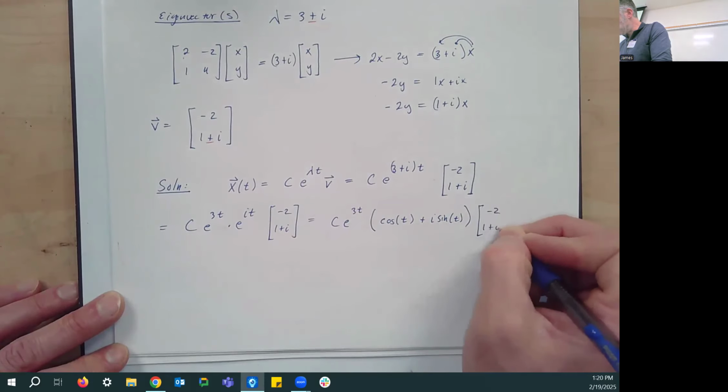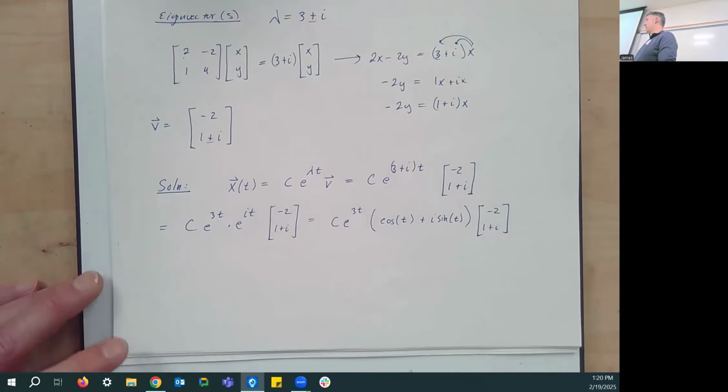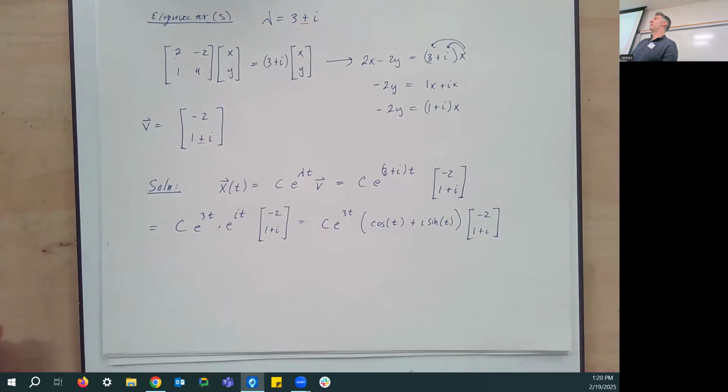negative 2, 1 plus i. And after looking at the way he did it, the way he does it might be easier, or more, there's a word I'm looking for, I can't find, but faster to do. It might require fewer steps than the way I'm doing. So we'll talk about that in a second.